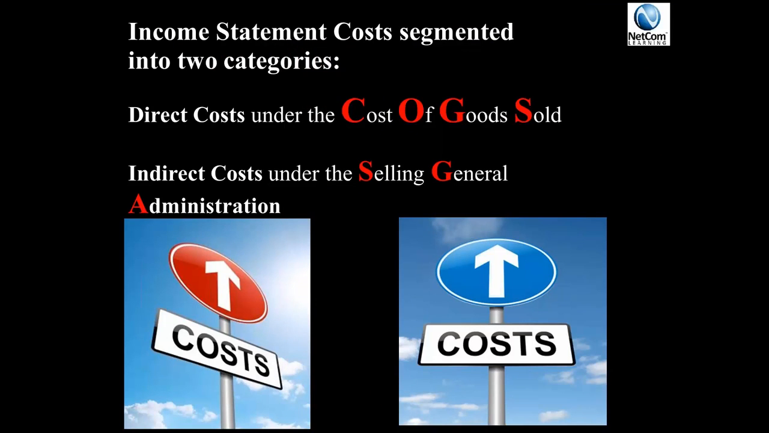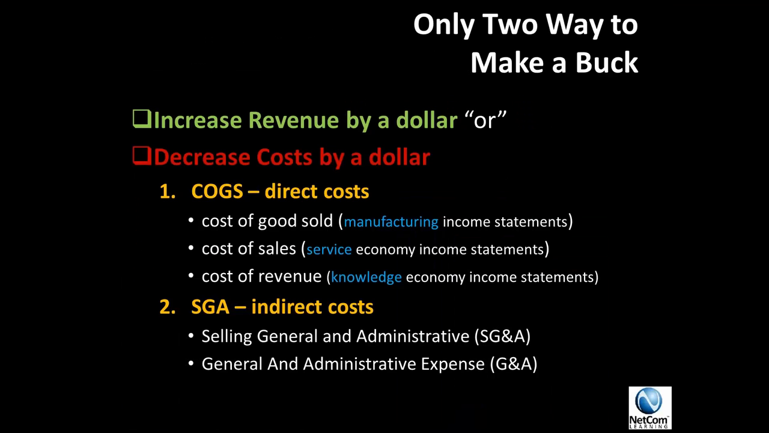Now, an income statement segments costs into two general categories. We have all of the direct costs, referred to as COGS, or cost of goods sold, and then we have the indirect costs, which are usually under SG&A, selling, general, and administration. Now again, to reiterate, there are only two ways to make a dollar: increase revenue by $1 or decrease cost by $1. Both will improve net income by that $1.